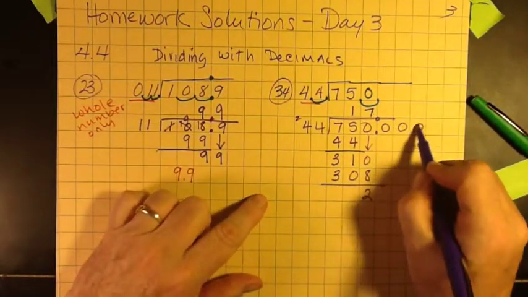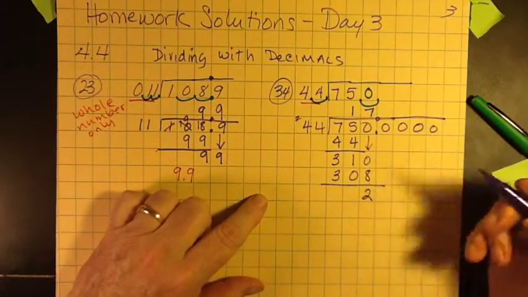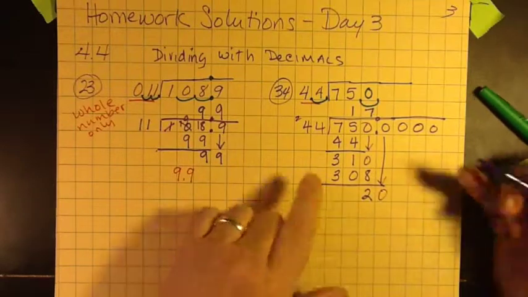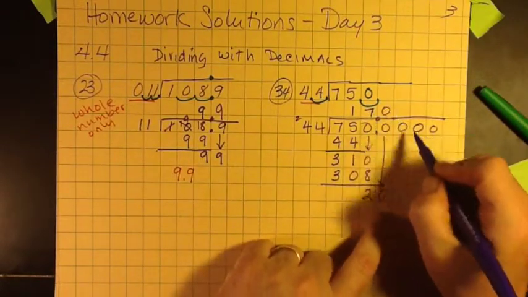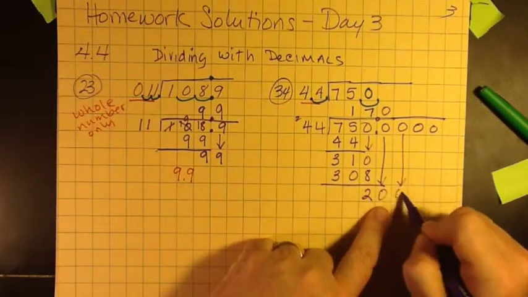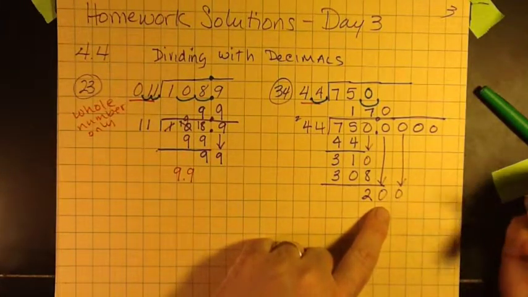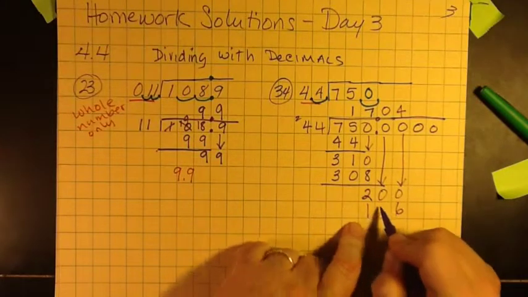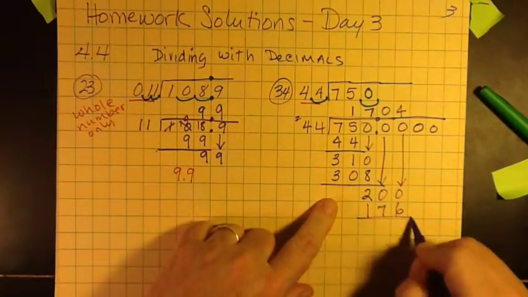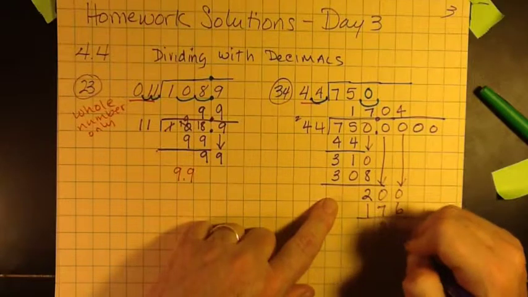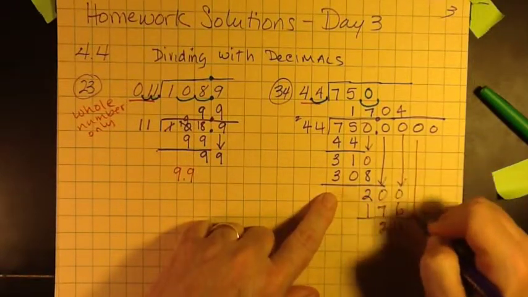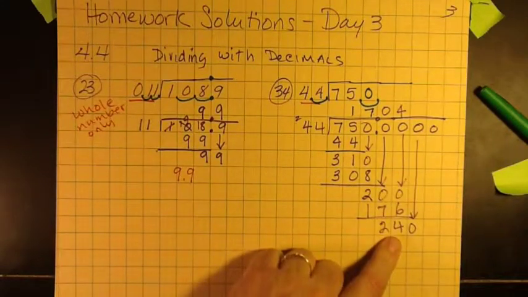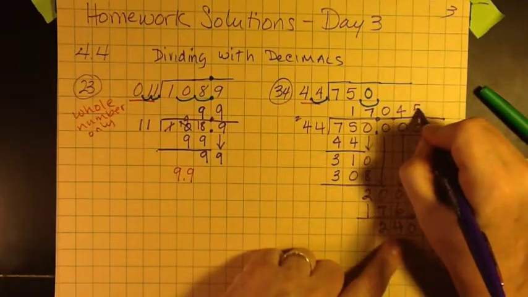And I can add as many zeros up here as I want, because they're free, they're zeros. So I'm going to bring this down, and 44 will not fit into 20, so I get to bring down another one, and 44 fits into 200. I'm going to say 4 times. Okay, and that would be 24. Bring down. 44 goes into 24. I'm going to say 5 times.